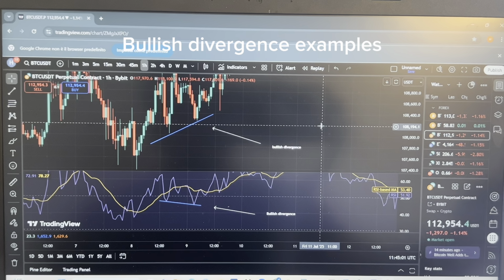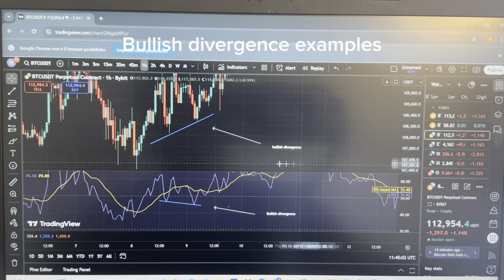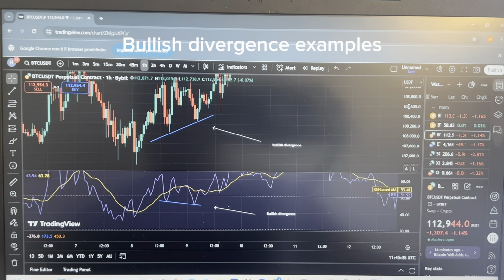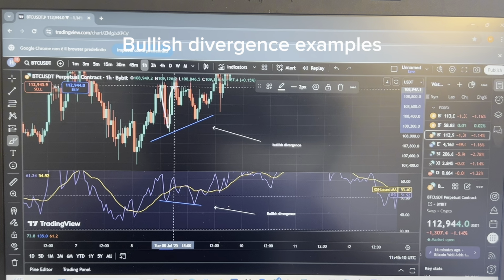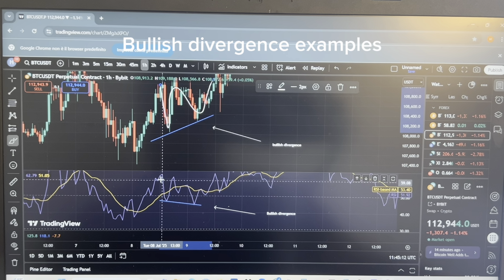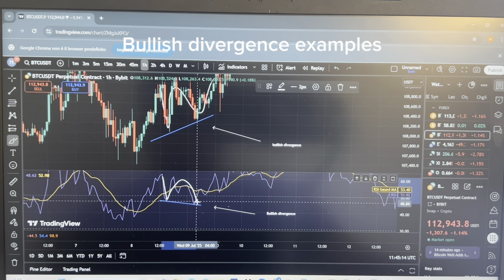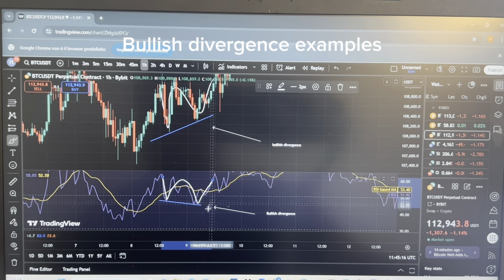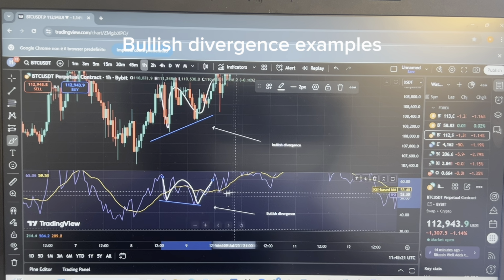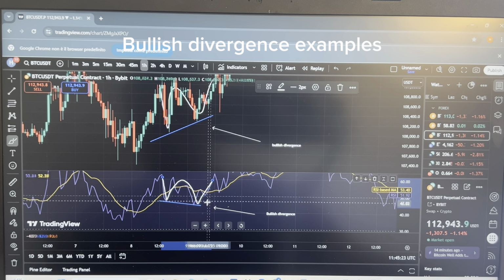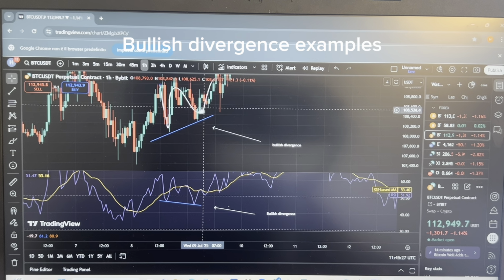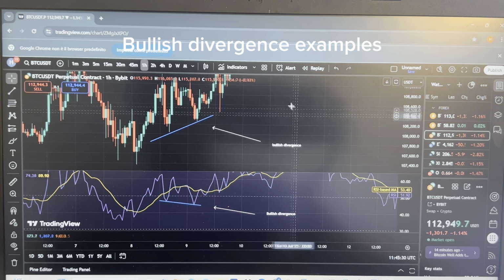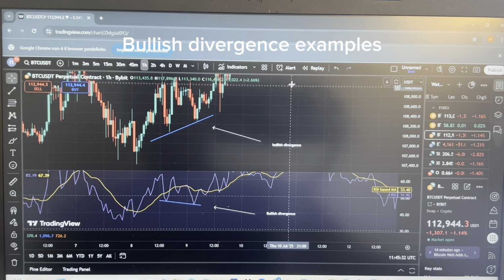And as another example for bullish divergence, I will show you another one. There you go. As you guys can see, this is making higher lows, and the RSI indicator shows that it's making lower lows. And from this point itself, it pumped harder. From these points, it pumped harder. And from this point itself, it pumped even harder.